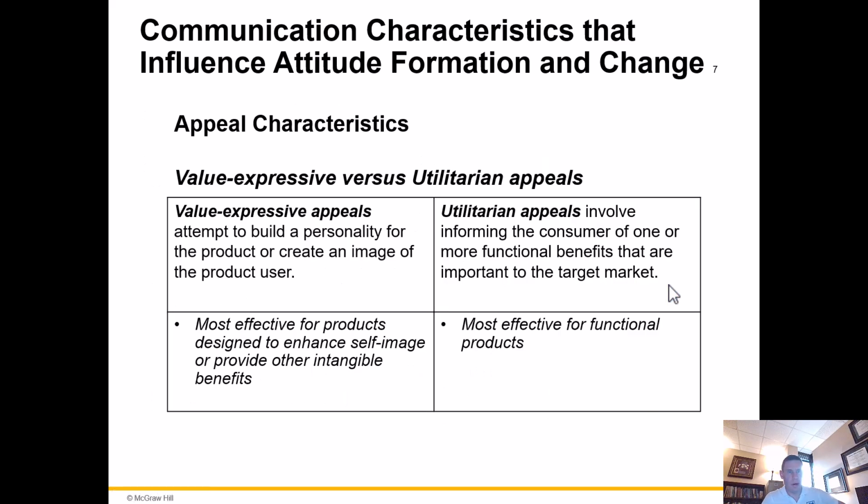Now, continuing with the theme of appeal characteristics, this motif, value expressive versus utilitarian appeals. So, value expressive appeals, these types of appeals attempt to build a personality for the product or create an image for the product user. They are most effective for products designed to enhance self-image or provide other intangible benefits. Now, we can compare that to utilitarian appeals. So utilitarian appeals involve informing the consumer of one or more functional benefits that are important to the target markets. Now, these are most effective for functional products.